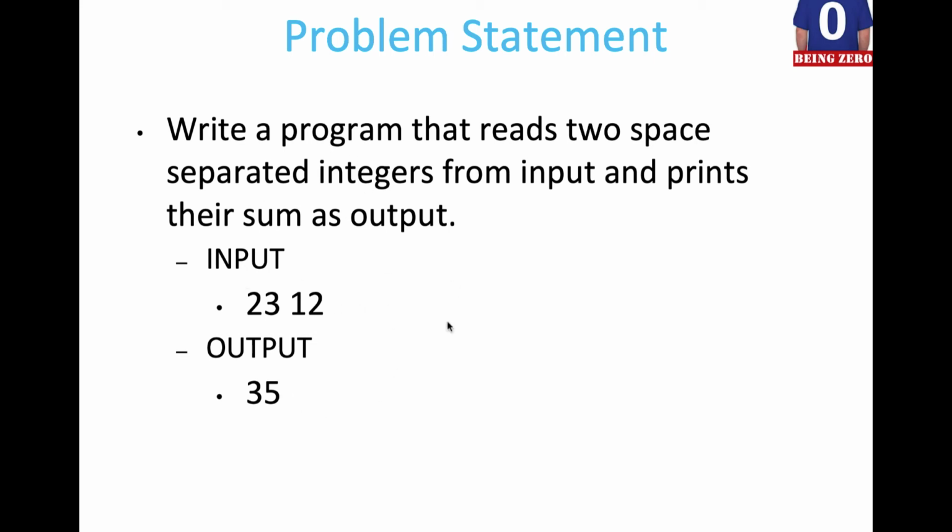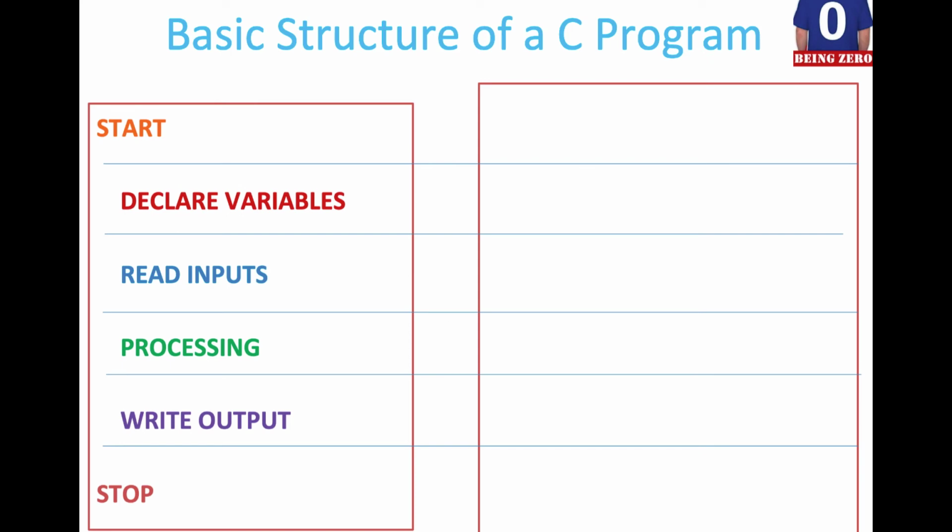Now, whenever we see a problem at hand, what essentially do we have to do? We have to write a program whose basic structure will be something like this. Every program will have some start statement and some stop statement. So the program begins here and ends here. In between start and stop, we declare variables, we read inputs from the user, we do some processing, and we write output. So every program that we write will follow this structure.